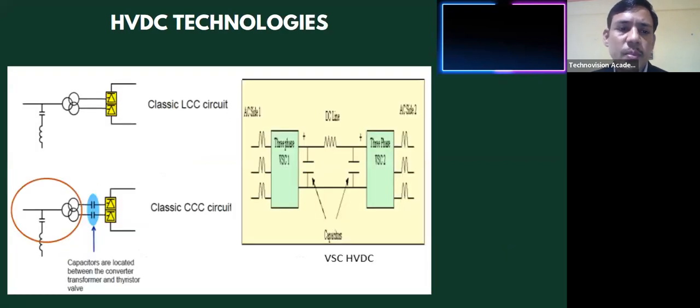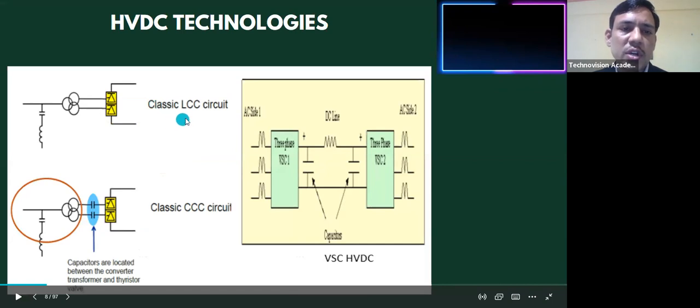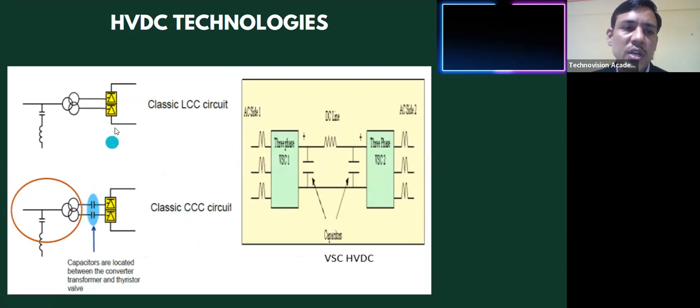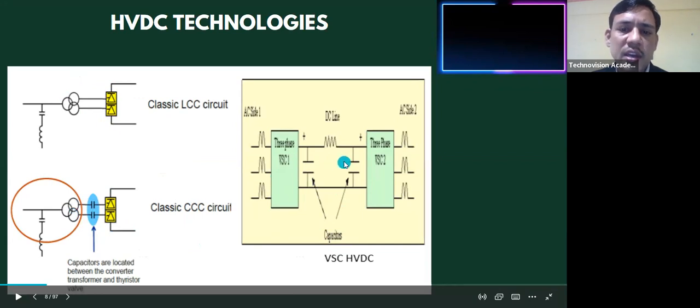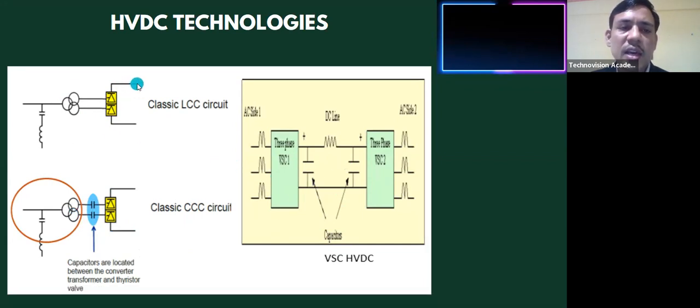Based on these devices, there are technologies like the current source converter, that is LCC, and CCC, capacitor commutated converters. This is just an improved version, where capacitors are placed in series between the thyristor valves and the converter transformers. In LCC we use a series reactor on the DC side, that is the smoothing reactor, whereas in voltage source converter based technology, we use capacitors on the DC side.